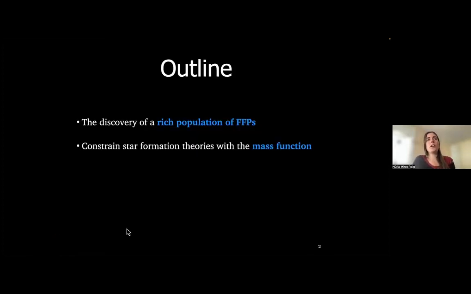So today I will mainly focus my talk on explaining first the research that led to the discovery of this rich population of free-floating planets, and then I will try to explain how we used the mass function as a parameter to constrain the star formation theories of these free-floating planets.